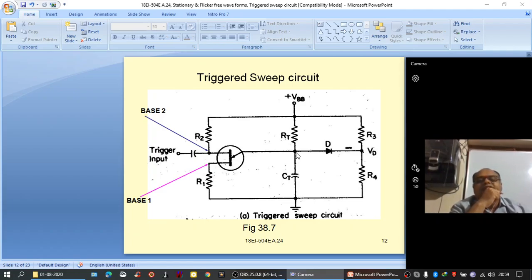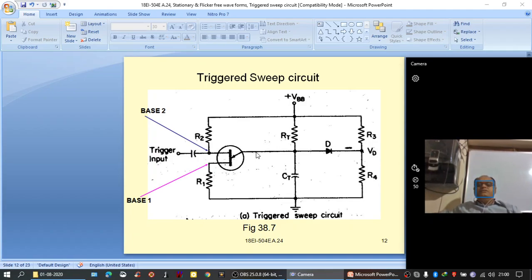This is an exponentially changing capacitor voltage. When this voltage exceeds this voltage Vd, the diode starts conducting. When this diode starts conducting, the capacitor voltage will be clipped to that voltage Vd. It cannot charge beyond that. Maximum it can charge to a voltage Vd. And here the values of R3 and R4 are chosen in such a way that this Vd is very much lesser than the peak voltage of the UJT.